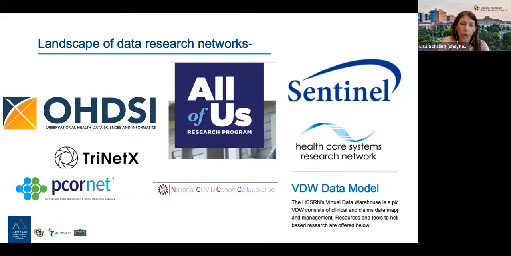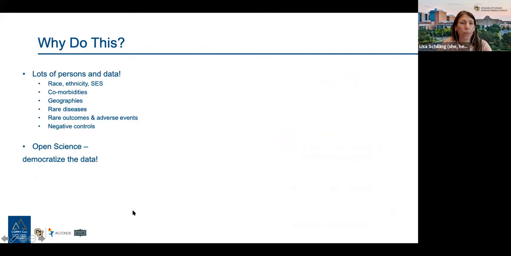Then I think we're all familiar with PCORnet, the patient-centered outcomes research network, which also uses the VDW as its base, but now has the PCORnet Common Data Model. And then there's TriNetX, and a lot of this work really allowed us to spin up very quickly the National COVID Cohort Collaborative, or N3C, which also uses the OMOP Common Data Model. So all of these uses require a great deal of data transformation.